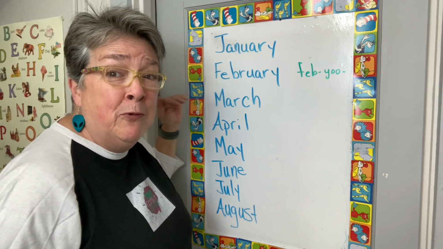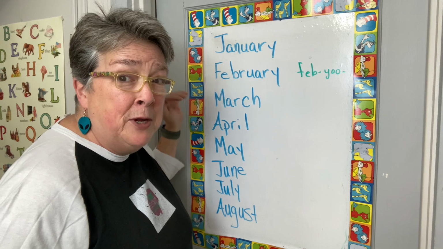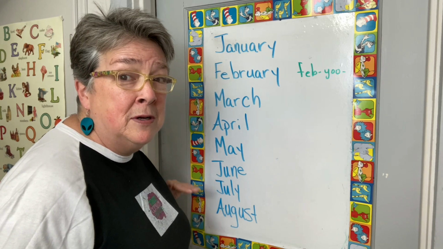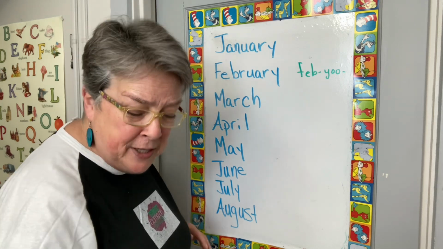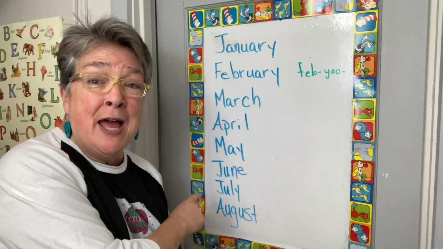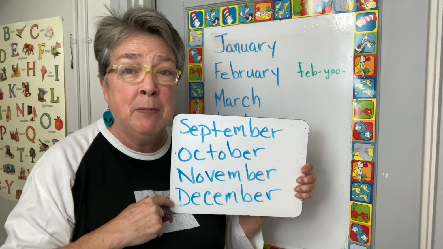We're going to do it slow, then we're going to do it fast, okay? January, February, March. April, May, June. July, August, September, October, November, December.